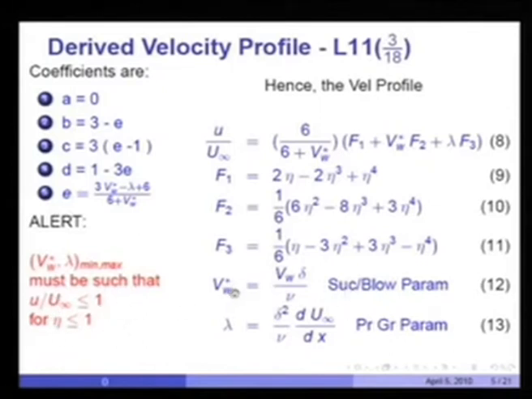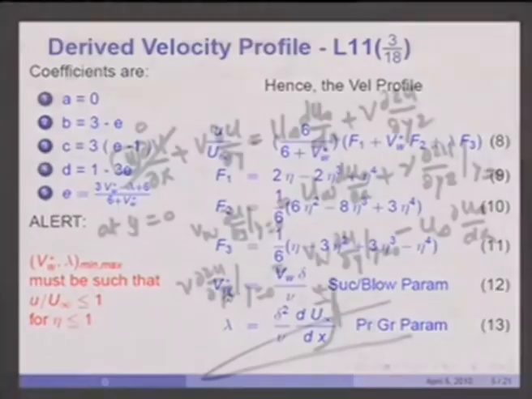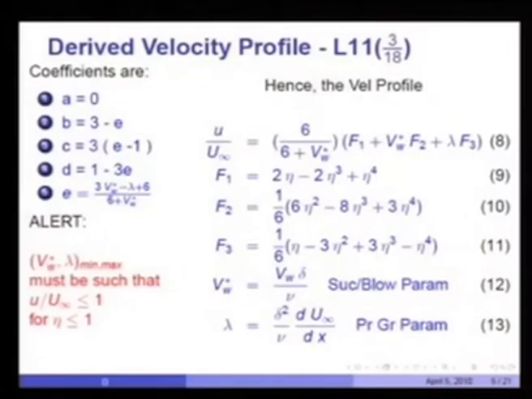Remember, v w star can be both positive or negative, depending on suction or blowing, and lambda, depending on whether it is an adverse pressure gradient or a favorable pressure gradient, can also be positive or negative, and we have to choose these parameters within a certain restricted range only, so that the boundary layer approximations are well held.